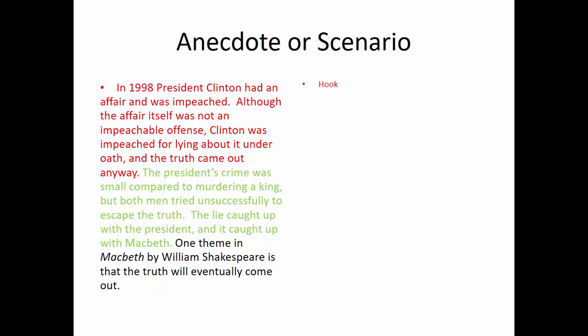It's interesting. Here's my topic. The president's crime was small compared to murdering a king, but both men tried unsuccessfully to escape the truth. The lie caught up with the president, and it caught up with Macbeth. One theme in Macbeth is that the truth will eventually come out.